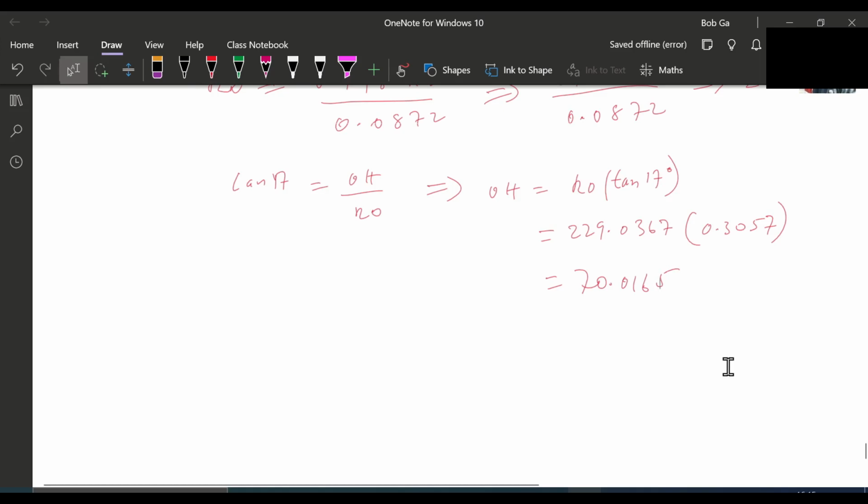We round it up to the nearest meter. So this is 70.06167 meters. To the nearest meter is going to be 70 meters. So that's our answer for section B.